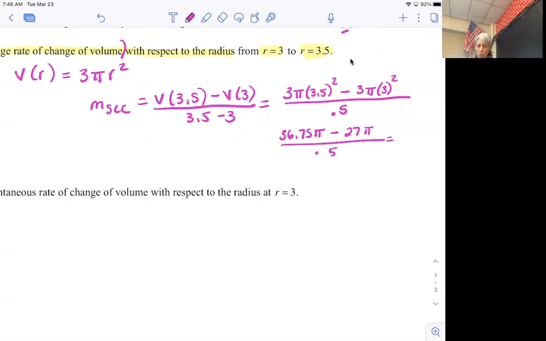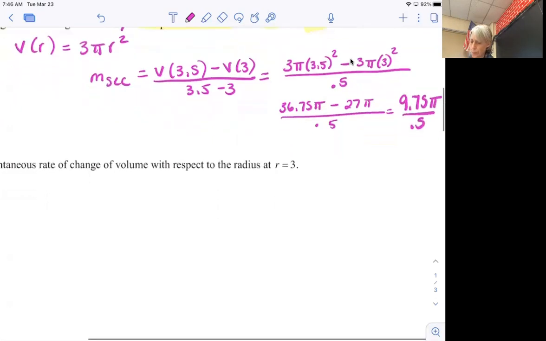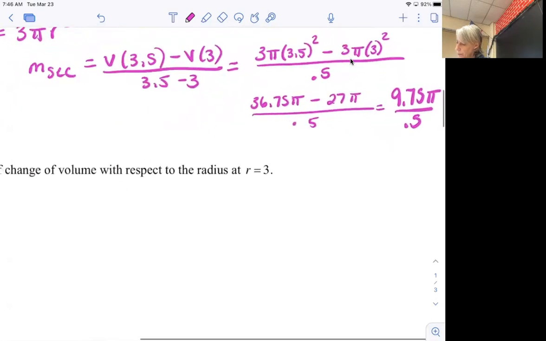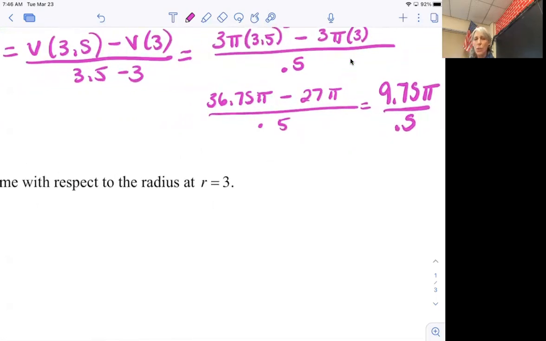Subtract those two numbers. What do I have here? 36.75 minus 27 is 9.75 pi over 0.5. I'm going to work on the number part and leave it in terms of pi. 9.75 divided by 0.5 equals 19.5 pi.